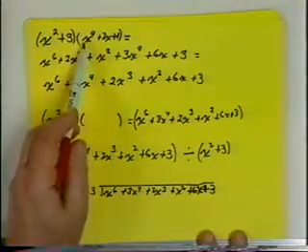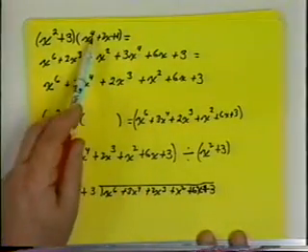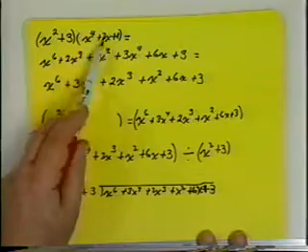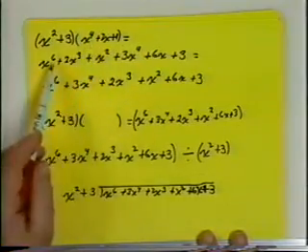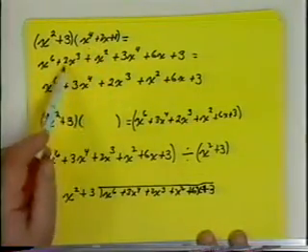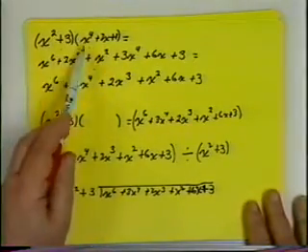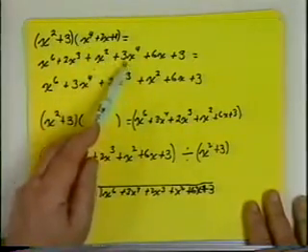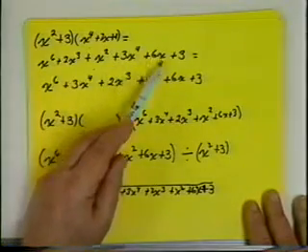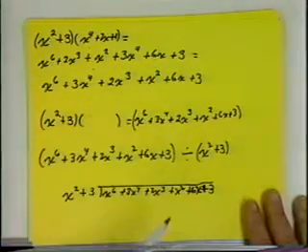So the x squared has to multiply each of these terms. That means the exponent is going to increase by 2 for each of these 3 terms. So the x to the fourth becomes x to the sixth, the 2x becomes 2x to the third, and the 1 becomes x squared. Now the 3 multiplies each of these. So the x to the fourth becomes 3x to the fourth, the 2x becomes 6x, and the 1 becomes 3.